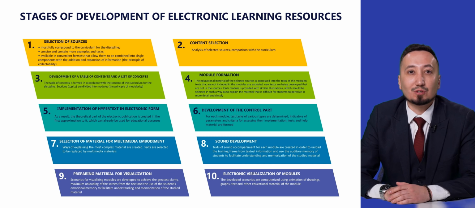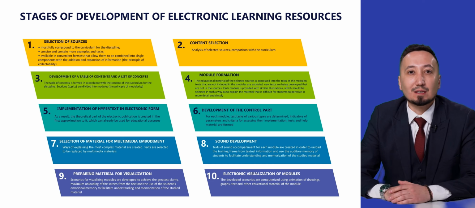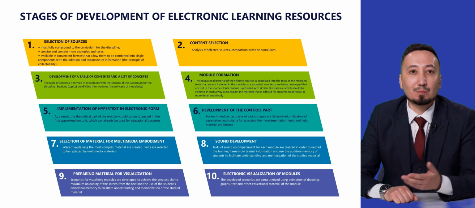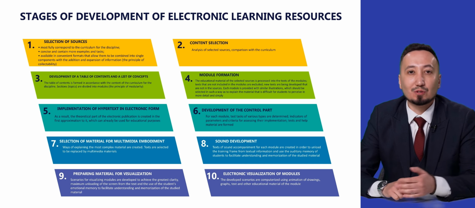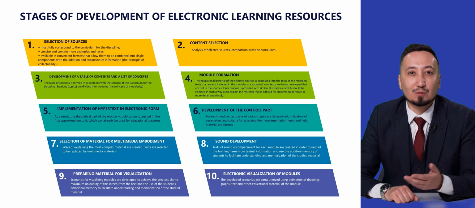After selecting sources, we move on to the next stage, the selection of content. At this stage, we analyze the selected sources and compare them with the curriculum. Next, we develop a table of contents and a list of concepts. The table of contents is formed in accordance with the content of the curriculum for the discipline. Sections are divided into modules.